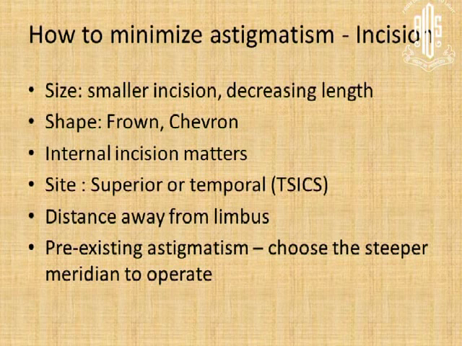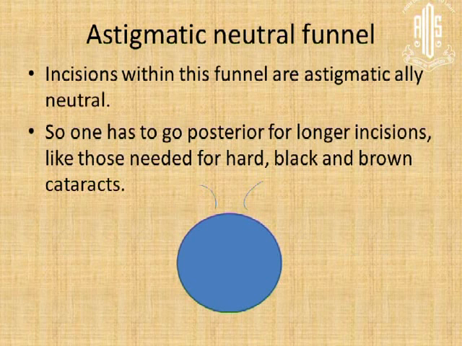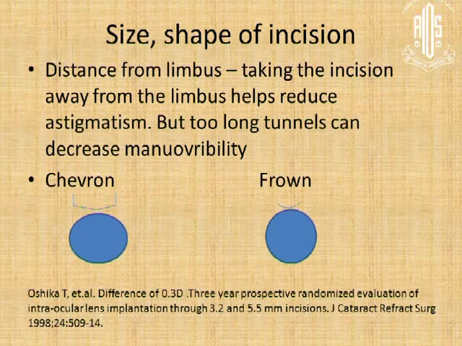So whatever is the keratometric reading that is more, if we do our incision on that, then we can get almost astigmatically neutral post-op results. So we have this incision of an astigmatically neutral funnel. So if we go slightly behind, even if the incision is longer, as for hard cataracts, black or brown cataracts, we can still have much less astigmatism. And of course, here the chevron incision or the frown incision is good.